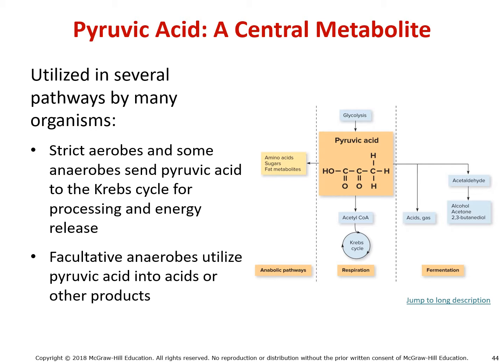And so really this is also an awesome opportunity to start doing anabolic pathways or building things like amino acids, sugars, and fats. But again, if we don't have the final electron acceptor down here in the electron transport chain, then we're going to have to do fermentation, which is again the converting of pyruvic acid into alcohols, acids, and then gases.